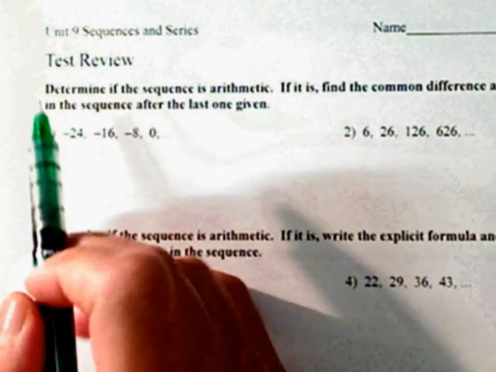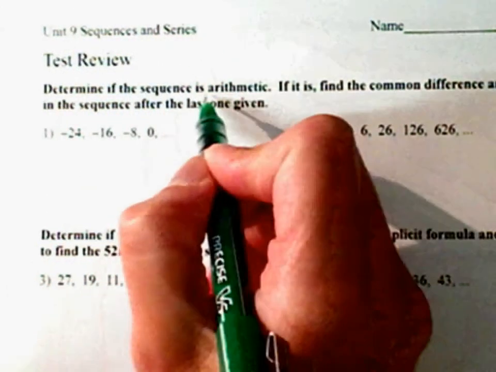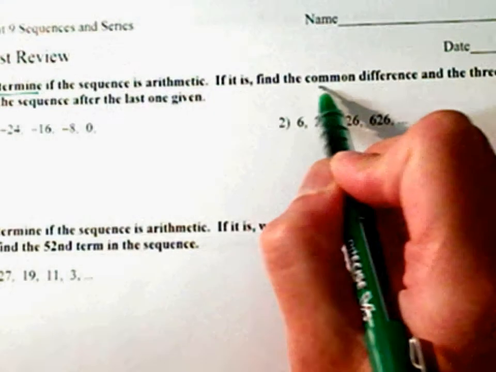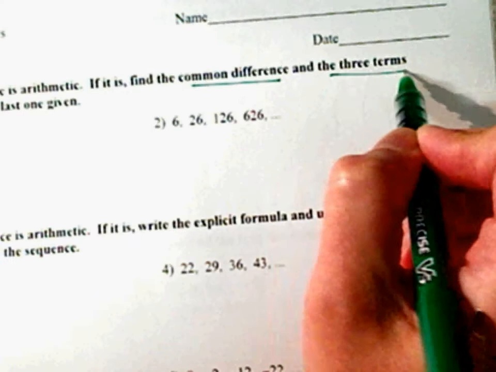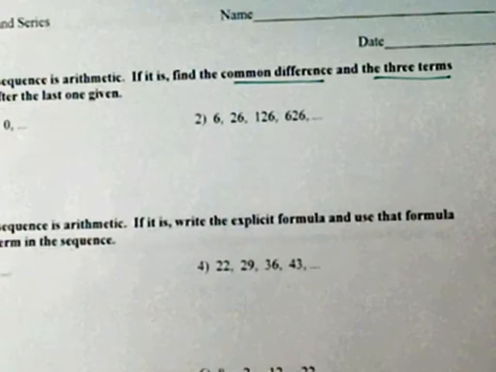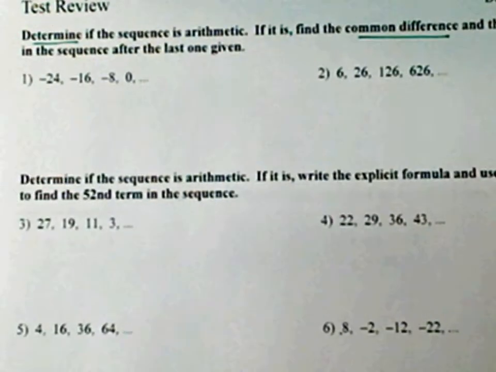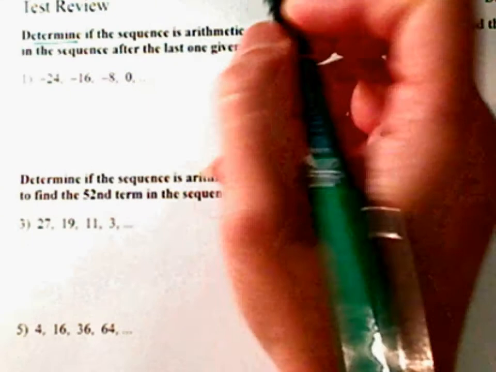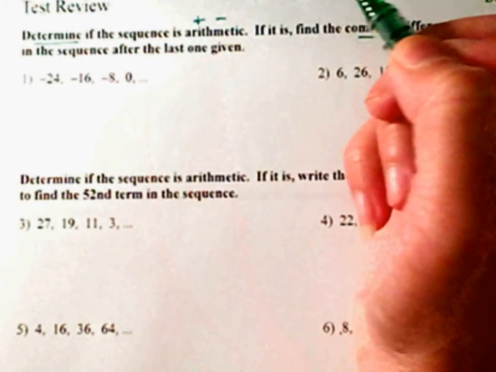Number 1 says, determine if the sequence is arithmetic. You got to determine first. If it is, find the common difference and the 3 terms in the sequence after the last one. Make sure you read the direction. To determine if it's arithmetic, you're talking about adding or subtracting.